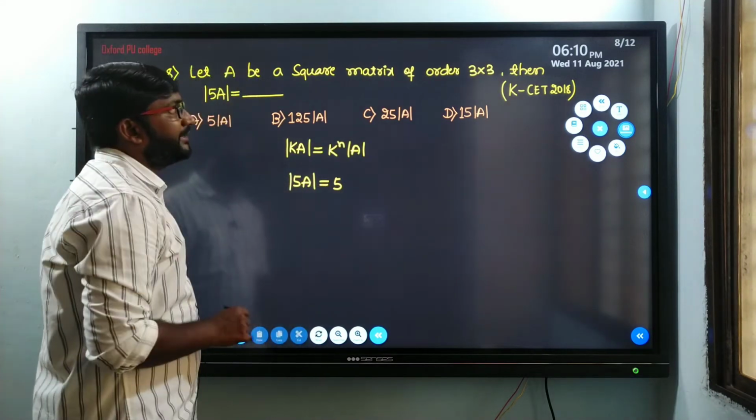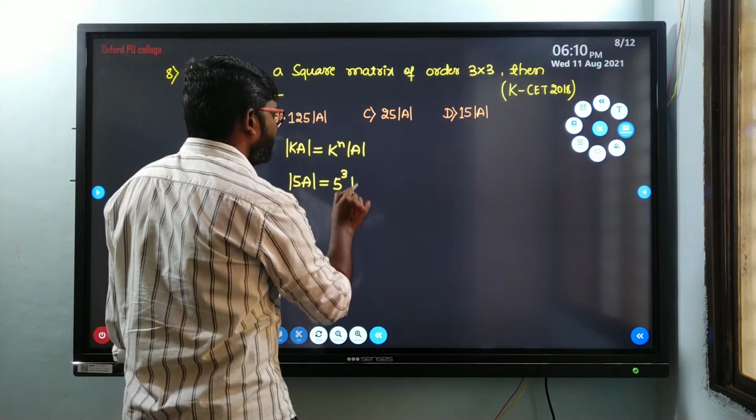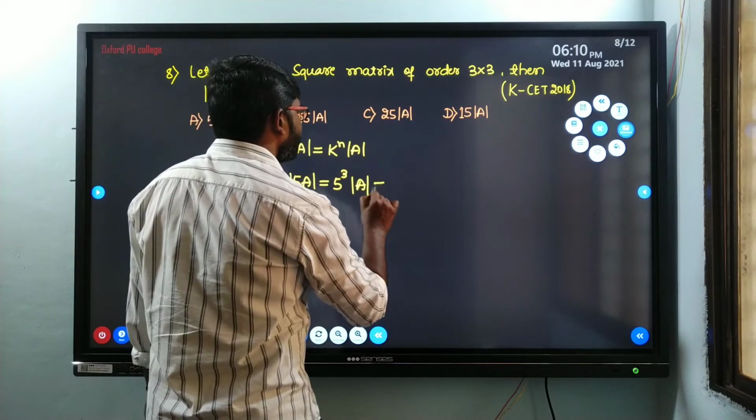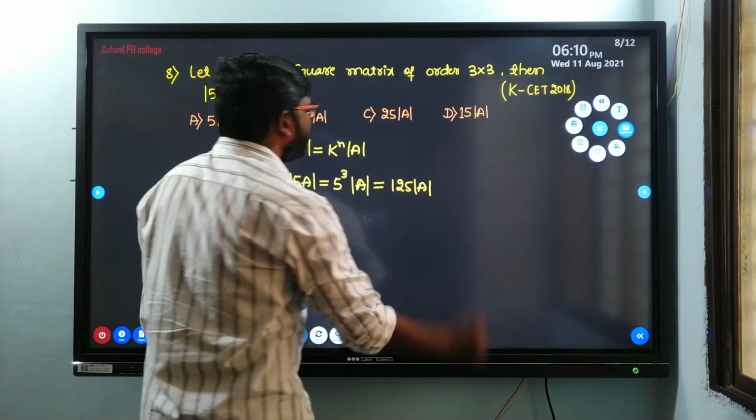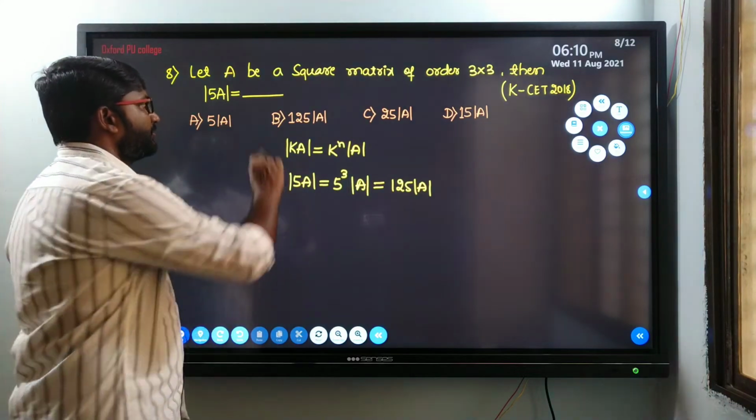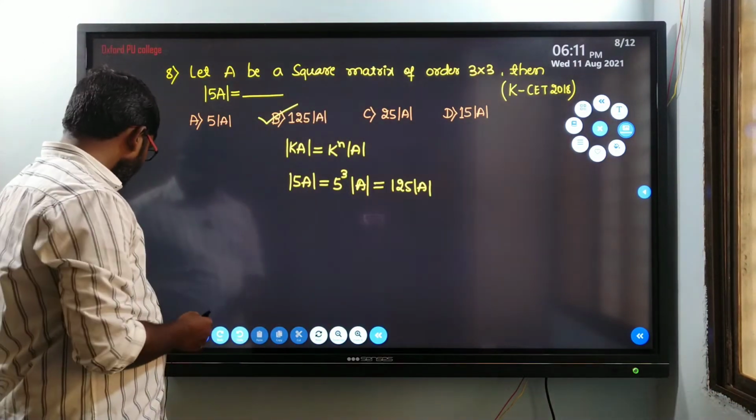What is the order of the matrix? It is 3. The n value is 3 here. I can write 5 cube into determinant of A. What is 5 cube? It is 125. So 125 into det A. Option B is the correct answer.